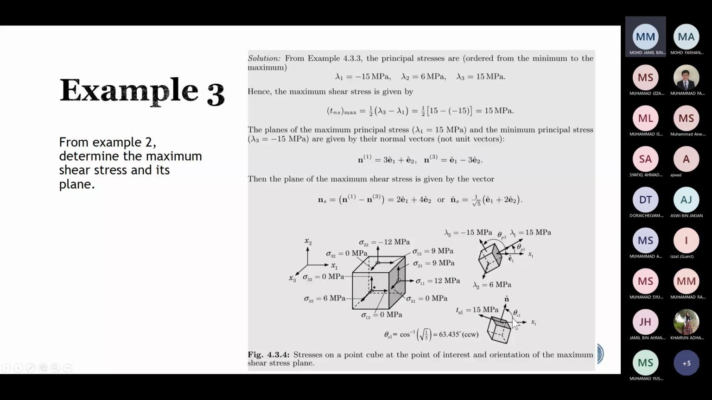If this question comes out in the exam, you will be required to calculate the principal stresses and the maximum shear stress only. The other things, like drawing this or finding this angle, will not be asked of you. You will be asked to calculate the principal stress and the maximum shear stress.